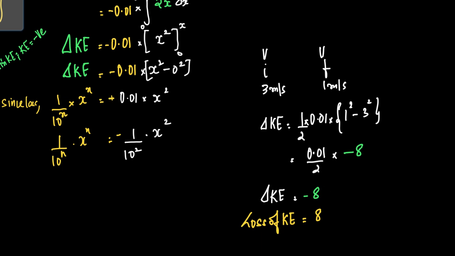And what does it imply? When change in kinetic energy is minus 8, it implies that loss of kinetic energy is equal to 8. And that's how we come to this plus sign here. So I hope the scalar approach is clear to you, and I hope there's no confusion regarding this adoption of sign and conventions. So yes, now let's move on to the next question.